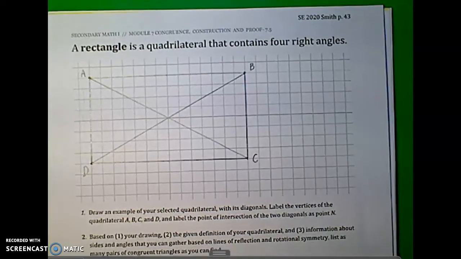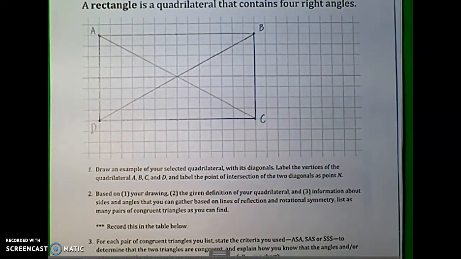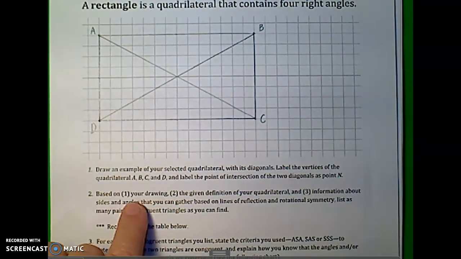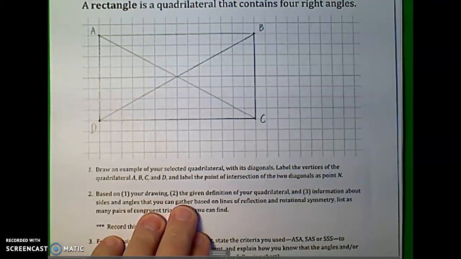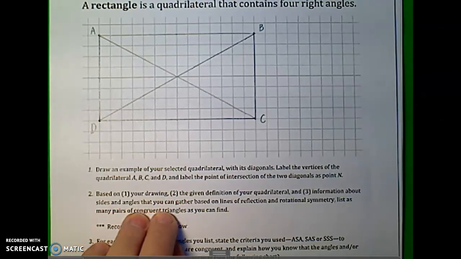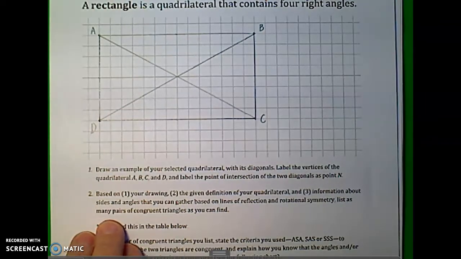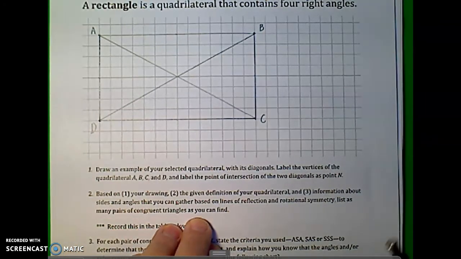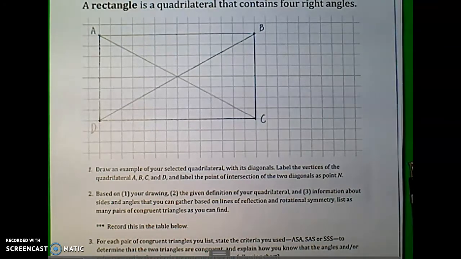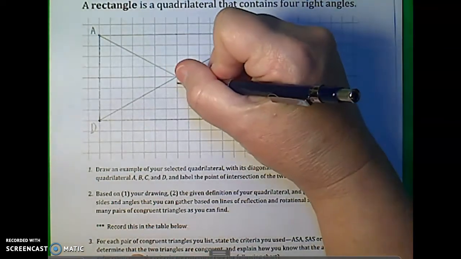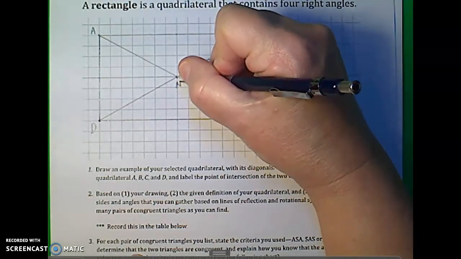Now here's where I want you to try some stuff. Number 2 says, based on your drawing and the definition of the quadrilateral and information about sides and angles that you can gather based on reflections and rotation, list as many pairs of congruent triangles as you can find. Now already I can see a few. Oh, I forgot to label N in the center. Let's label this point here as N.